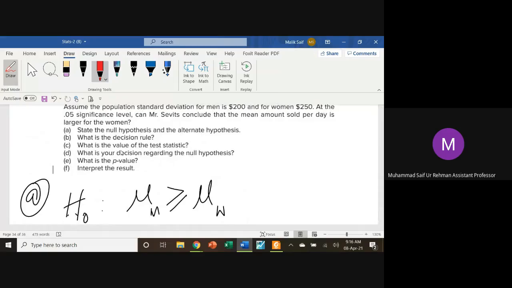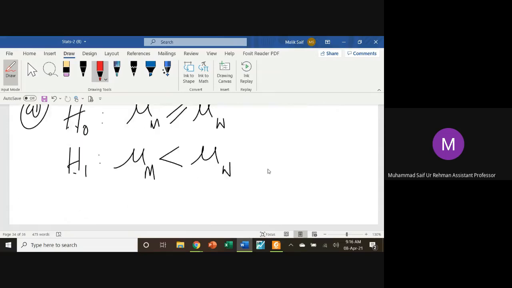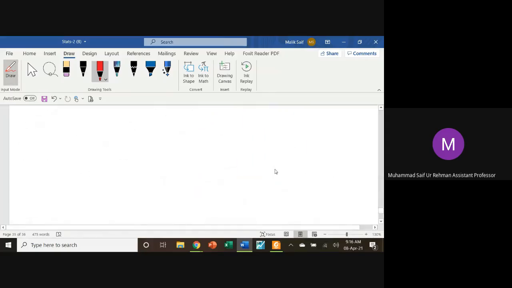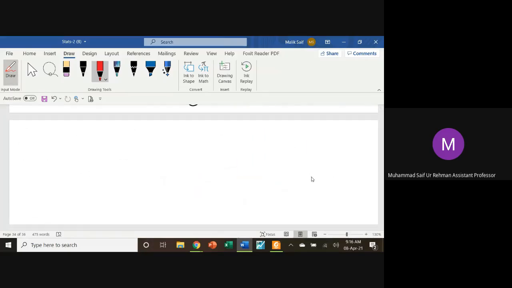Then what is the value for the test statistic? You can find out the test statistic value using z. So this is part C.